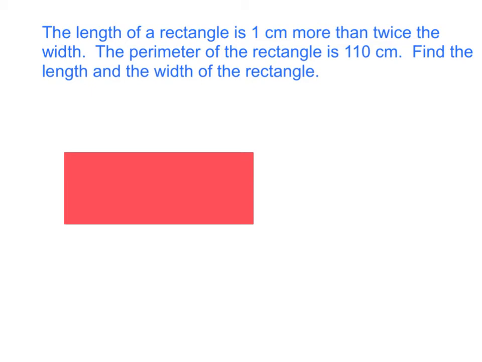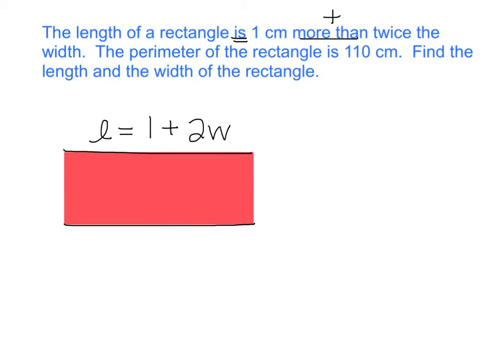Now from here, I'm just going to go sentence by sentence. The length of the rectangle is 1 centimeter more than twice the width. So what this is telling me is the length of the rectangle, so this is my length, and this is my length. The length of the rectangle is, now remember the word is in math translates to an equal sign. The length of the rectangle is 1 more than twice the width. 1 more than is a plus, twice the width, or 2 times the width.